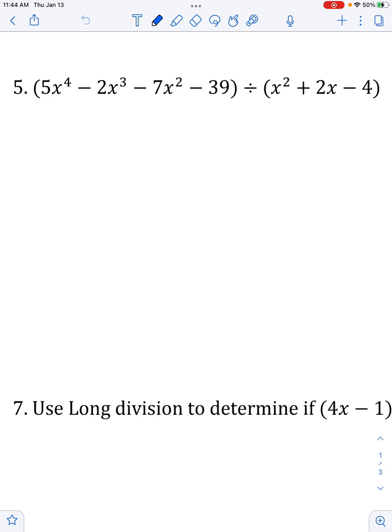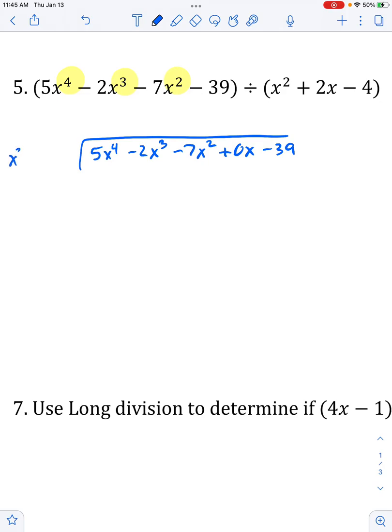Okay, so what I'm going to do is I'm going to look at my powers. 4, 3, 2. Okay, I'm missing a power of 1. So when I go to set this up, I have to make sure that I leave a space for that power of 1 where it should be. So it should be right after the squared. So I would add a 0x and then minus 39. Without that, it messes up my spacing when I go to combine like terms and such.